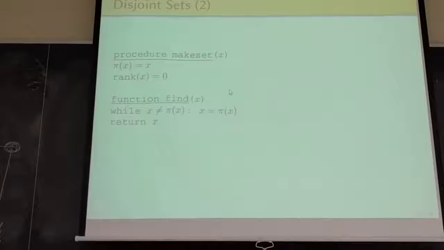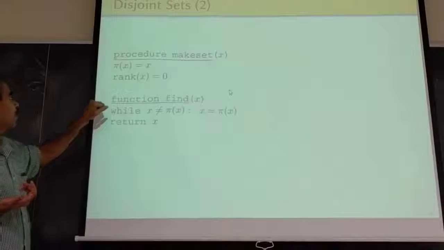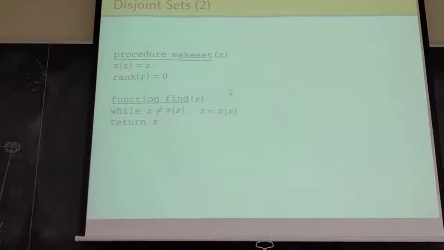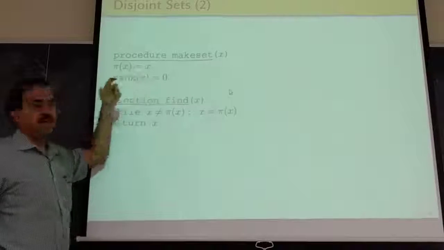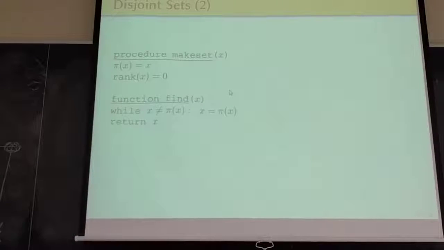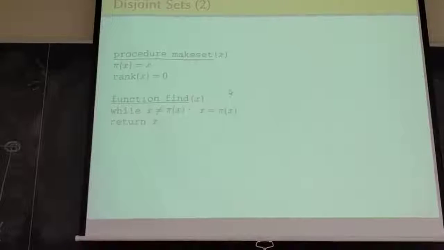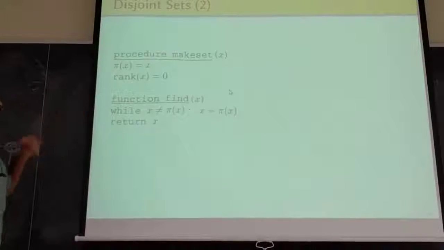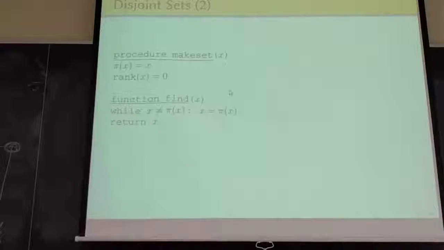Okay, so now you have these two operations. Make set creates a set initially, so the set initially just consists of the element itself. So pi stands for parent pointer. So you set the parent to itself. That's a way of representing a set that contains only one element. And then you may maintain something called rank. We'll come back to why you maintain the rank later on.